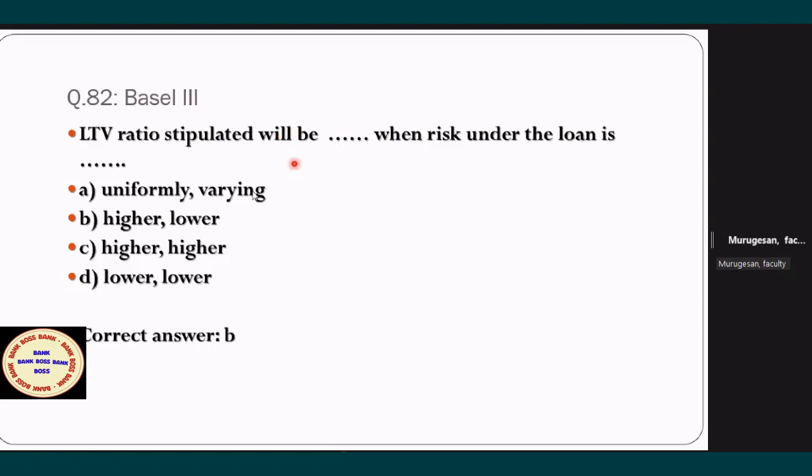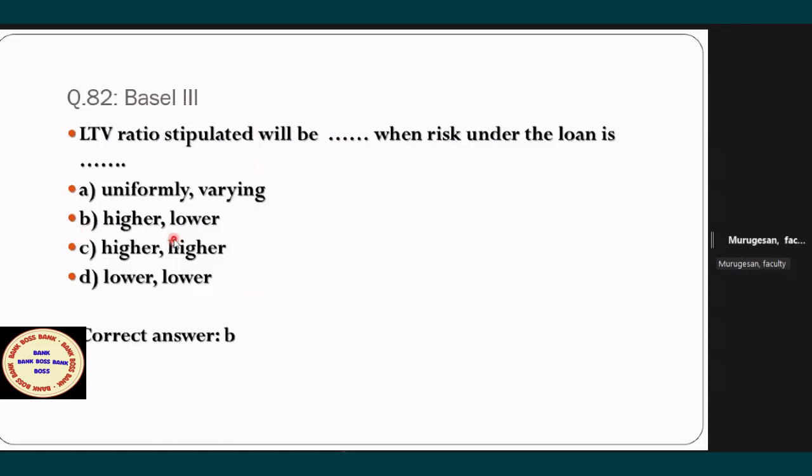Now, LTV stipulated will be higher when the risk under the loan is lower. The answer is B. Sir, then here also if the LTV ratio is higher, then risk is higher, no, sir? No. LTV stipulated higher means you are disbursing more loan. When you disburse more loan, that means you are reducing your margin, when the risk under the loan is less. So you analytically apply, that is the correct answer.